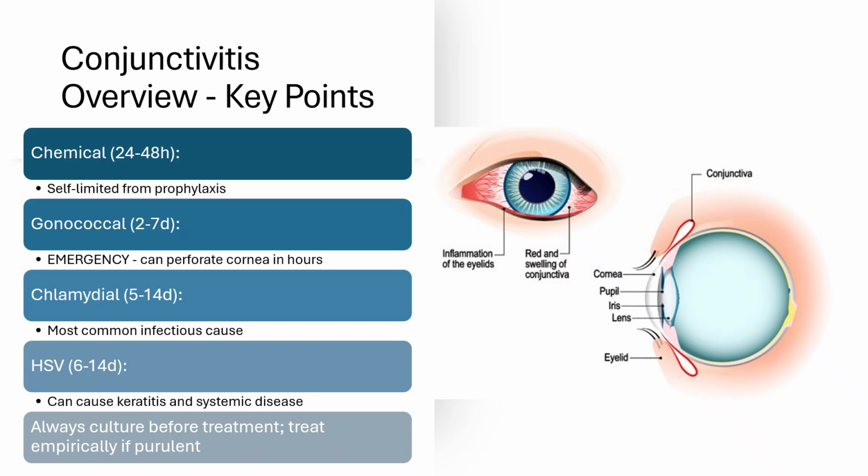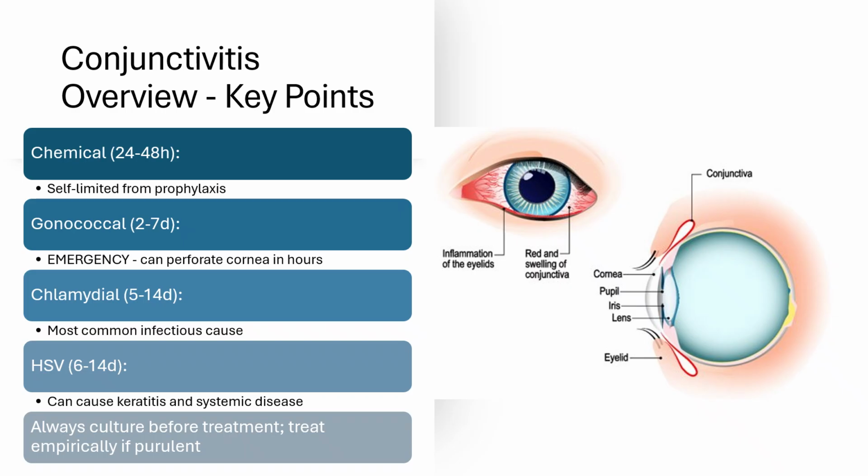Chlamydial conjunctivitis typically appears between days 5 and 14, making it the most common infectious cause. The discharge starts watery, then becomes mucopurulent. Unlike gonococcal infection, progression is slower but still requires systemic treatment. Oral erythromycin treats both the eye infection and prevents chlamydial pneumonia that can develop weeks later. Remember to treat both parents. Maternal cervical infection is the source.